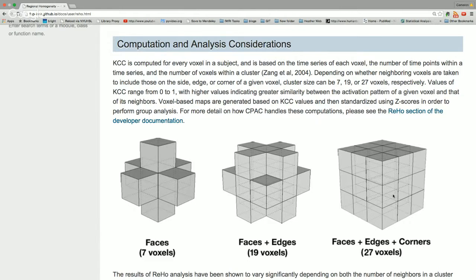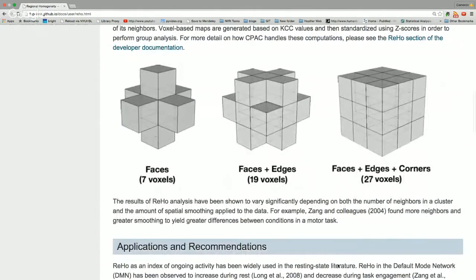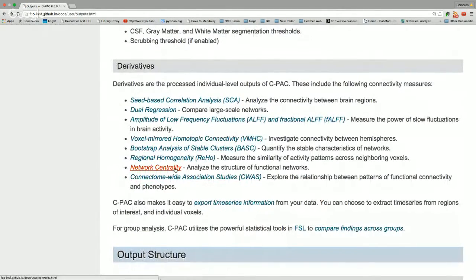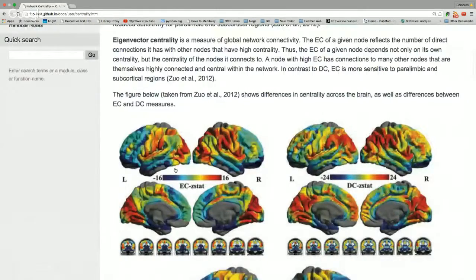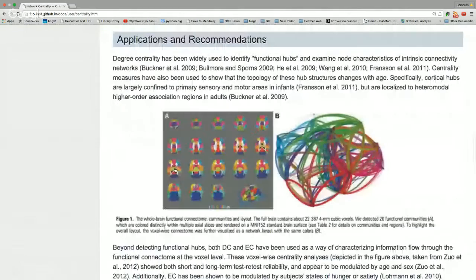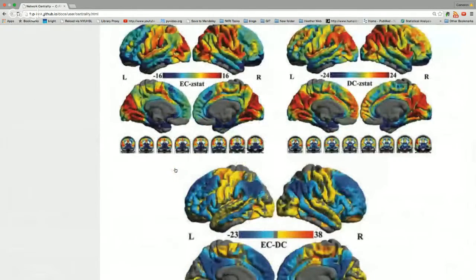Next we'll talk about centrality. ReHo is a very similar concept to centrality, except it's a very local measure of centrality. So we have network centrality. And the basic idea with network centrality, with the connectome as we described it before, is that you could represent the connectome as a graph, right? So you have nodes that correspond to brain areas, and then we have connections between them.